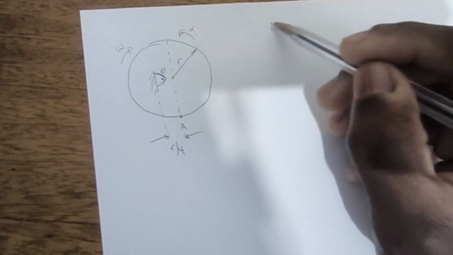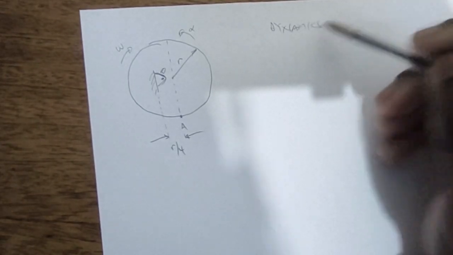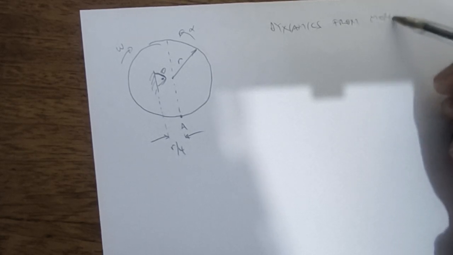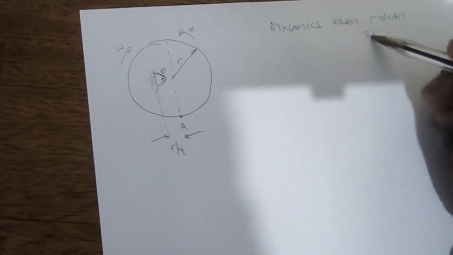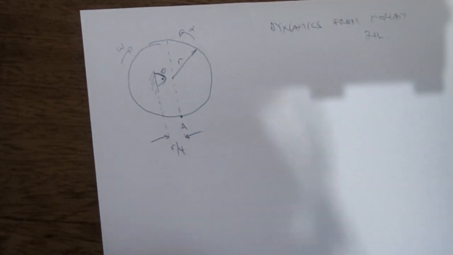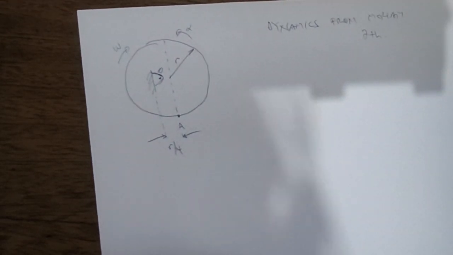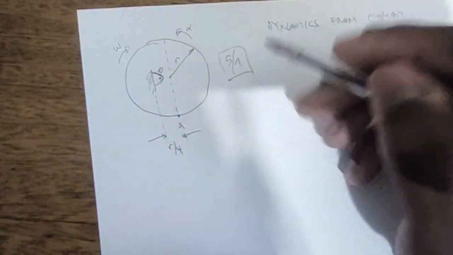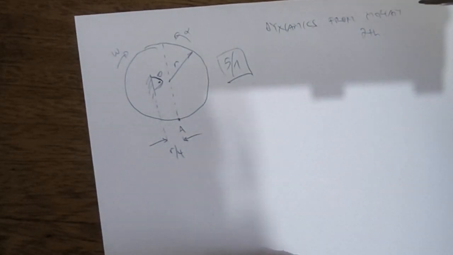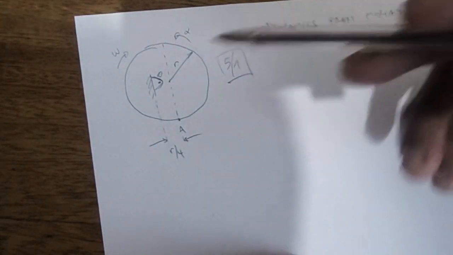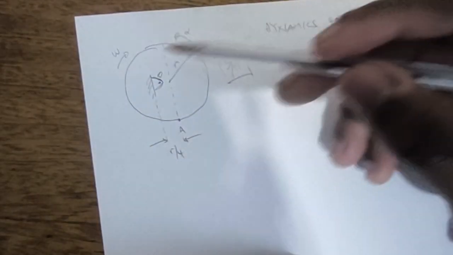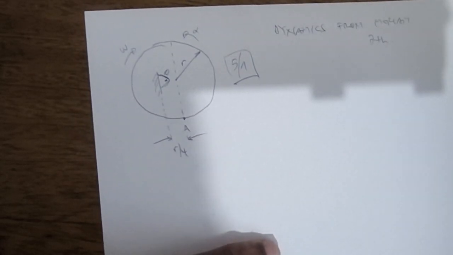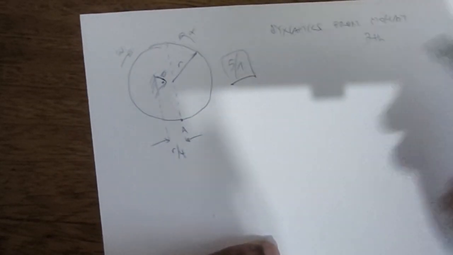This one here is based on dynamics from Meriam. I guess it's the 7th edition. Maybe you have the newest edition, but I could not find it. This is the first exercise of chapter 1. You can have a glimpse of a better design than this one, but I will put the right design here on the left after I finish.